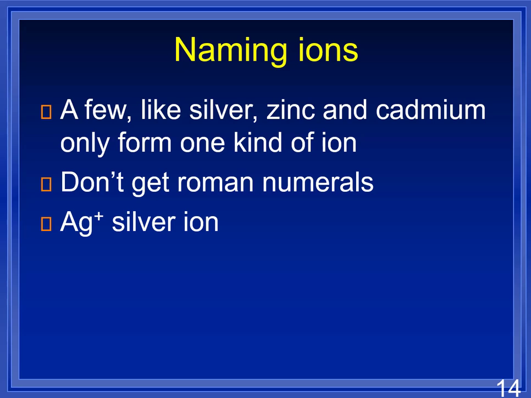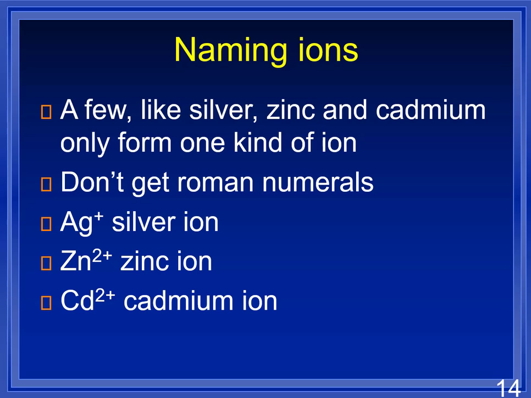So Ag+, Ag always forms a 1+, so we can call it just a silver ion. Zn2+, zinc forms a 2+, so we call it the zinc ion. Zinc always makes a 2+. And cadmium behaves just like zinc. They're in the same column.